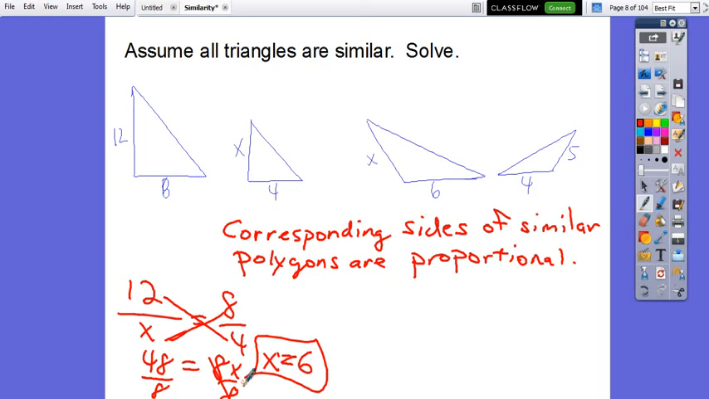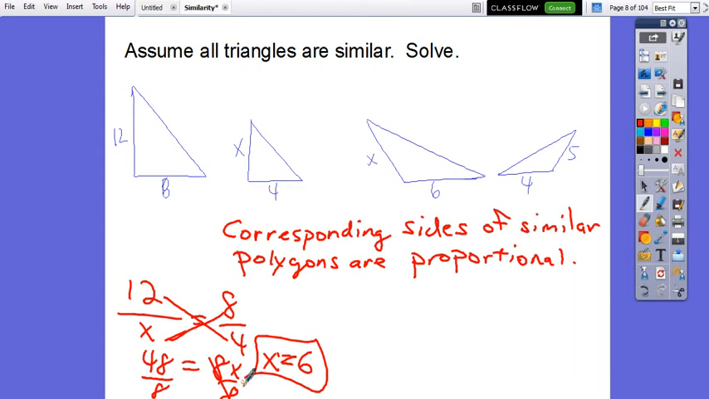Set up your ratios. Ratios are just fractions. Set up your ratios between the corresponding parts. And once you do that, set those fractions equal to one another, cross multiply. It's so easy. You doing some sheet on this today? Yes, sir. Super easy. All right, let's do the same thing over here.